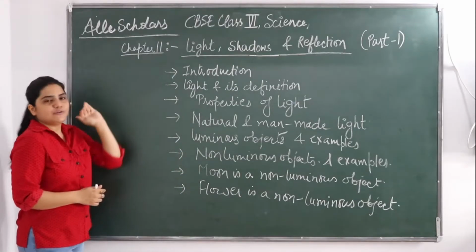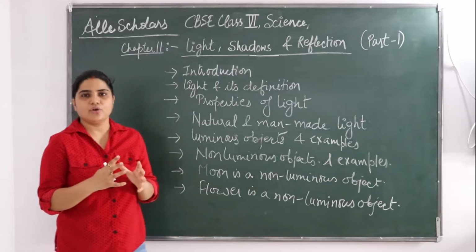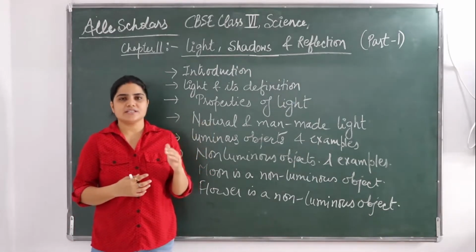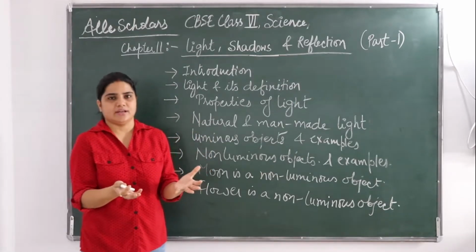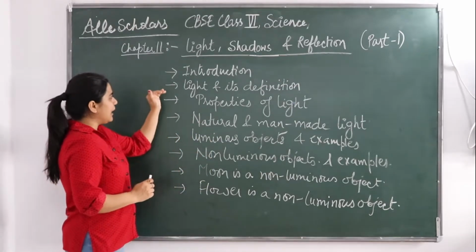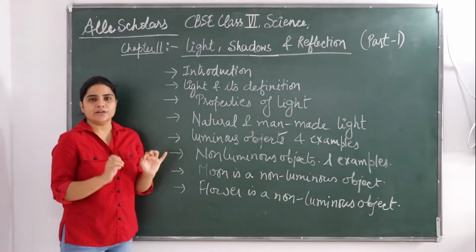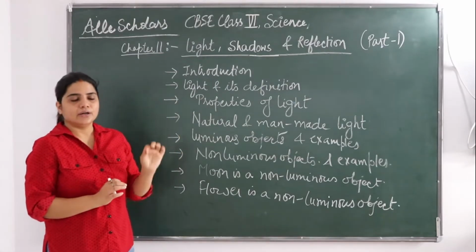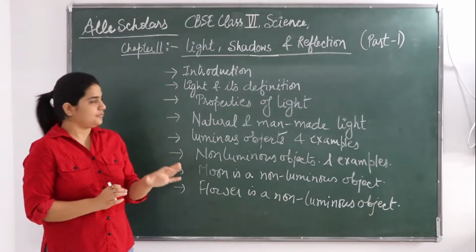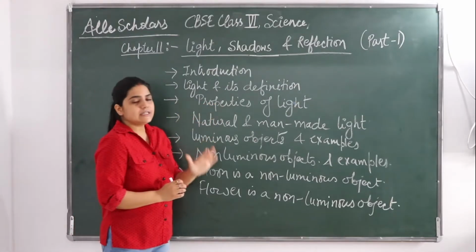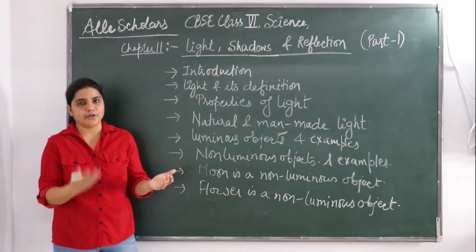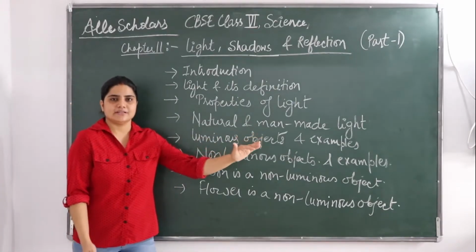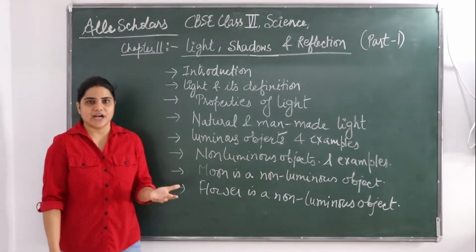So firstly I will be giving you a brief introduction of how the objects around us, this board, this chalk, me, how you can see those things. Secondly, we will discuss a good definition of light, a very perfect and good definition. Then we will see some of the properties of light. What is a property of light? How it reflects, how it travels in a straight line, how it makes shadows.